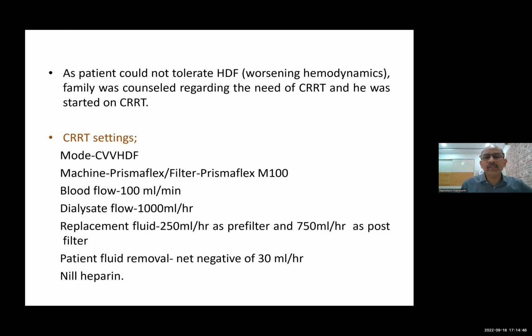The machine, you should know details about the machine. Blood flow, the default prescription always will be 100 ml per minute, which you can adjust and increase once 4 hours or so have elapsed and the patient is more stable. Dialysate flow, typically we want around 1000 ml. The replacement fluid will be another 1000 ml. And in this, you may have to specify how much you want pre-filter and how much you want post-filter.